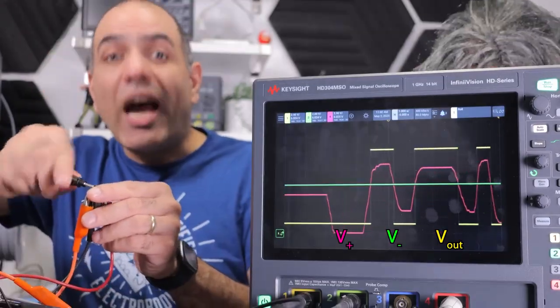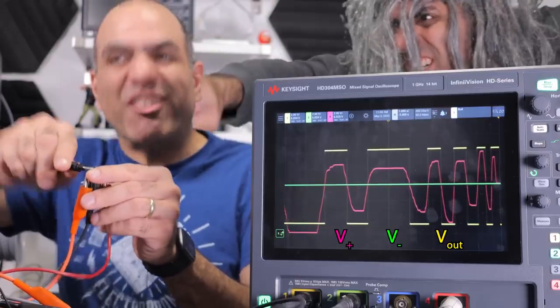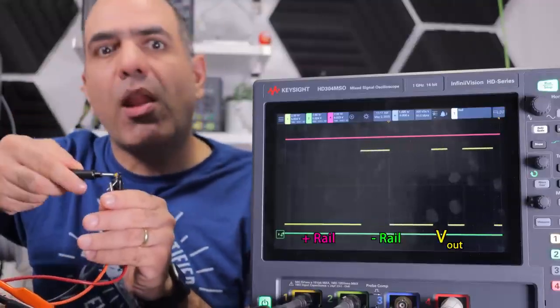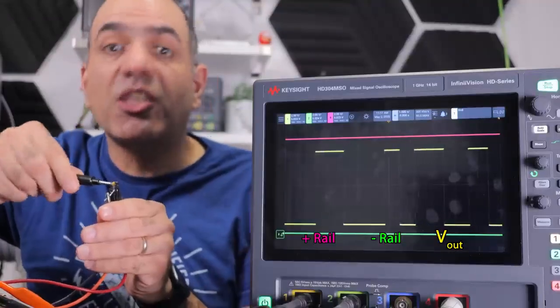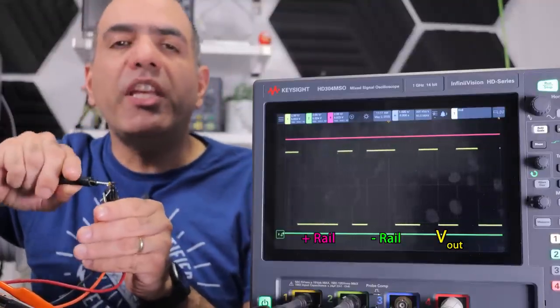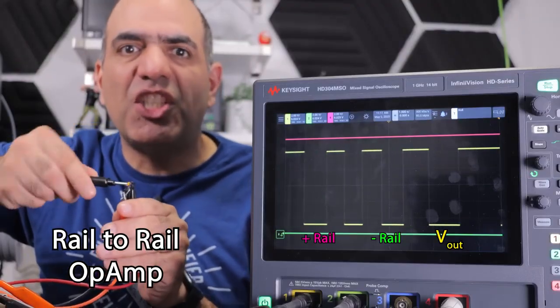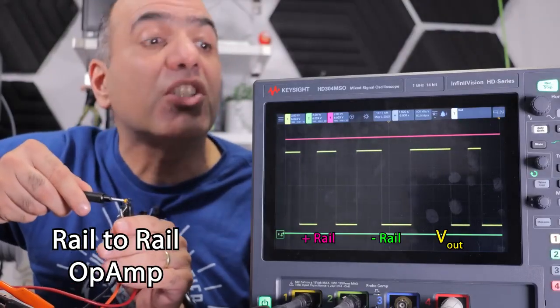So as you can see, the output jumps to the supply voltages. As you can see, the output jumps close to the supply rails in typical op-amps with some voltage difference. Only in rail-to-rail op-amps can the input and output voltages get real close to the supply rails.